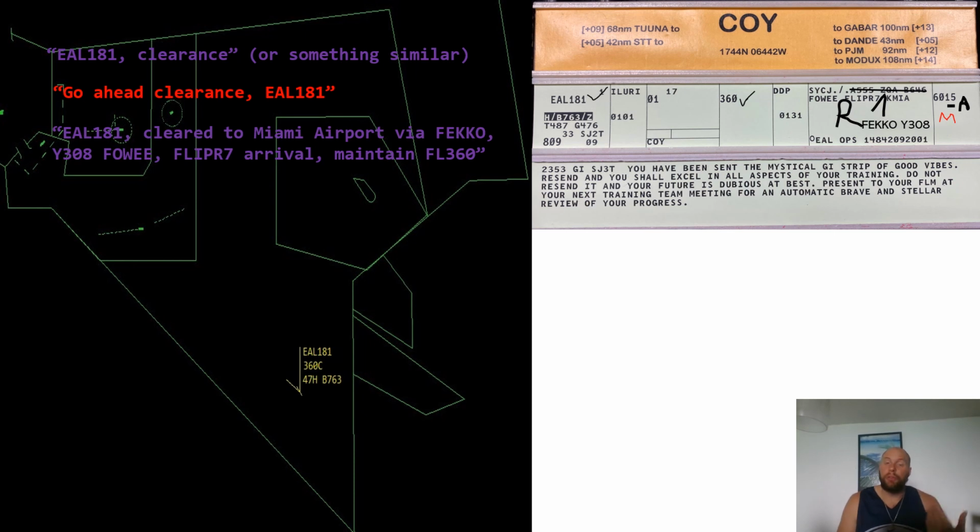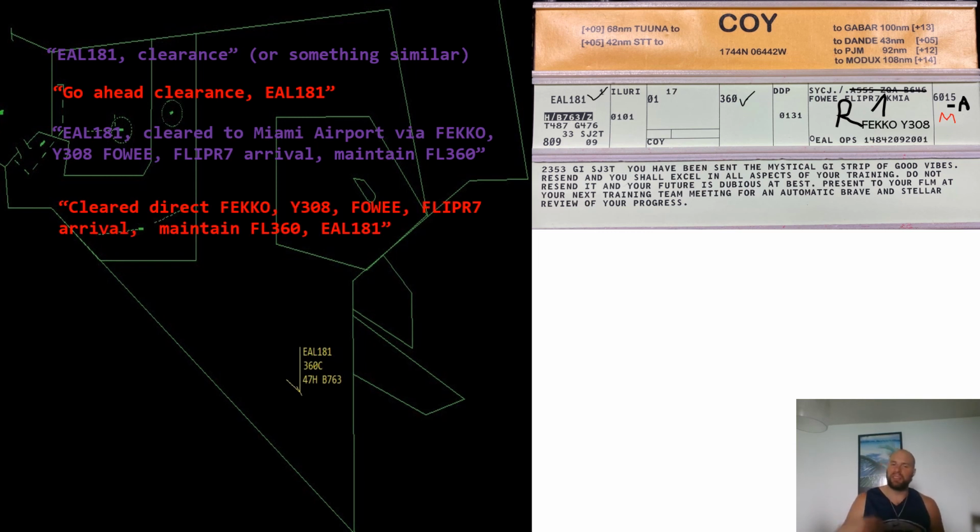Now, since you gave a full route clearance, expect a lengthy readback just in case. By no means are they required to, but if they are going to give a readback, you are then on the hook to make sure that it is correct. And luckily, as we said, they're not going very far. "Cleared direct FECO, Yankee 308, Fowey, Flipper 7 arrival, maintain flight level 360, Eastern 181." Wonderful job. You see there?